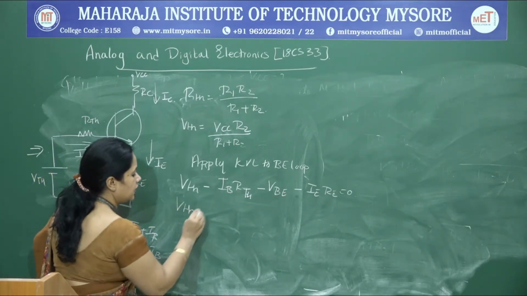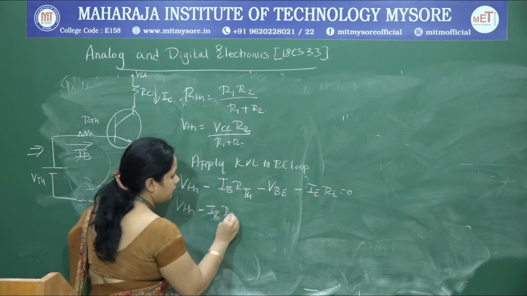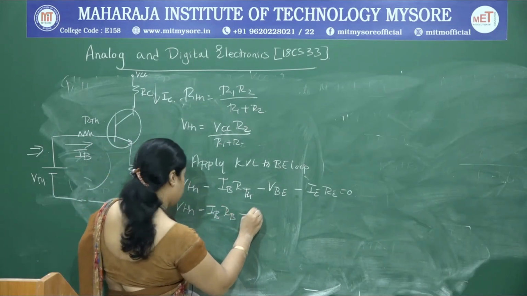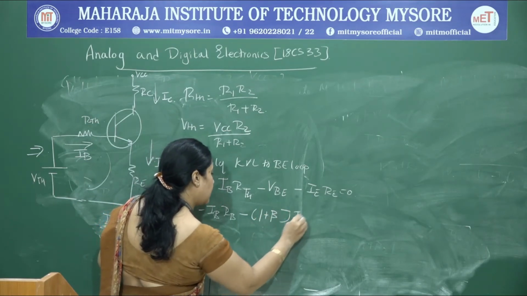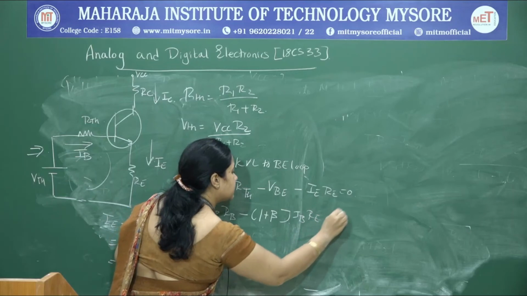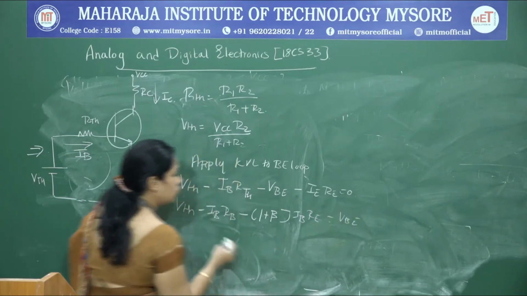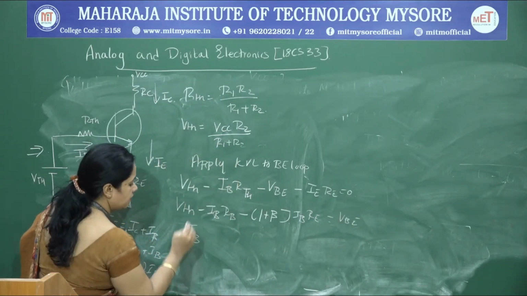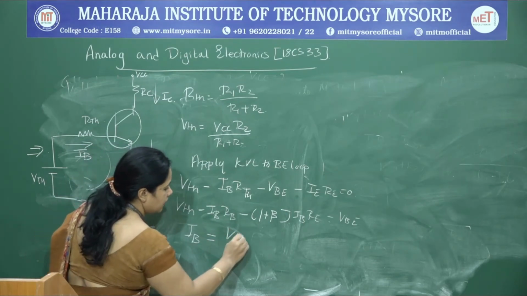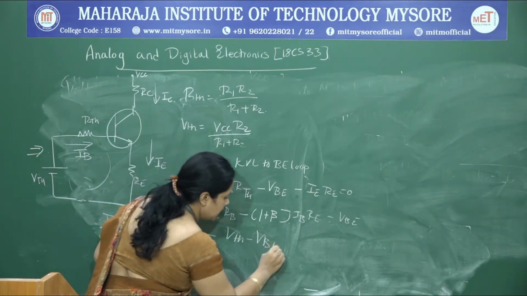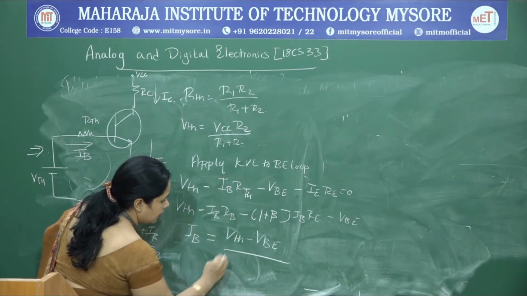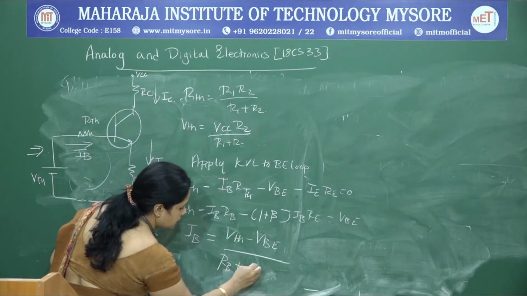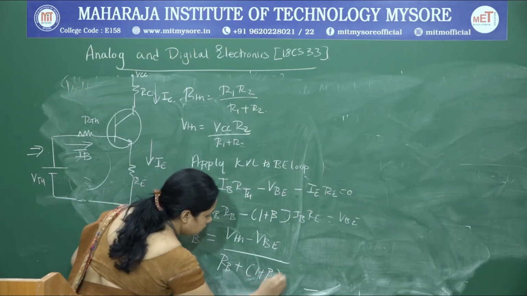So, it happens to be V Thevenin minus IB R Thevenin minus 1 plus beta into IB RE minus VBE. So, because I want the expression for IB, IB is going to be V Thevenin minus VBE divided by, if you take everything common, R Thevenin plus 1 plus beta into RE.